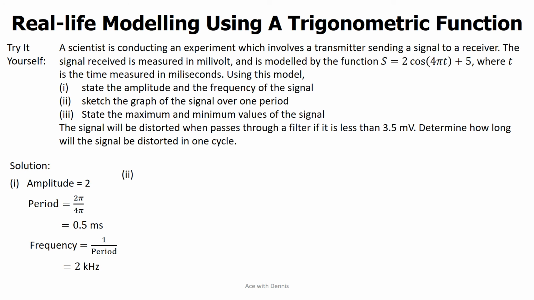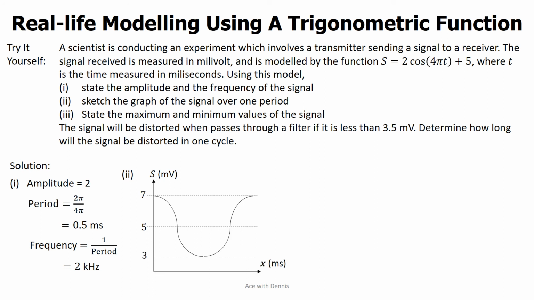Okay, number 2, sketch a graph. So there's a shifting of 5 units in the upward direction. We start with the dotted lines with 0. The amplitude is 2. The minimum is -2. And then one complete cycle. After that shifting, 0 becomes 5, 2 becomes 7, -2 becomes 3.